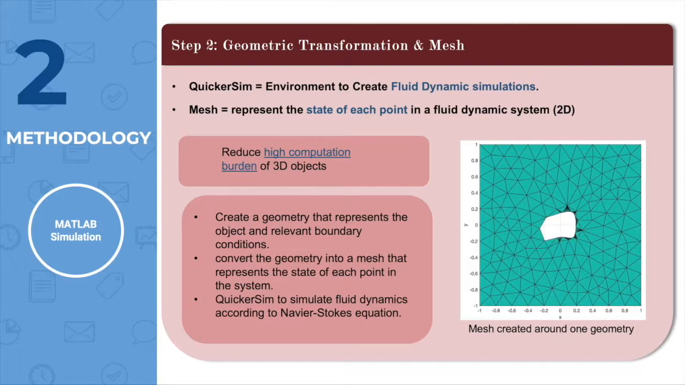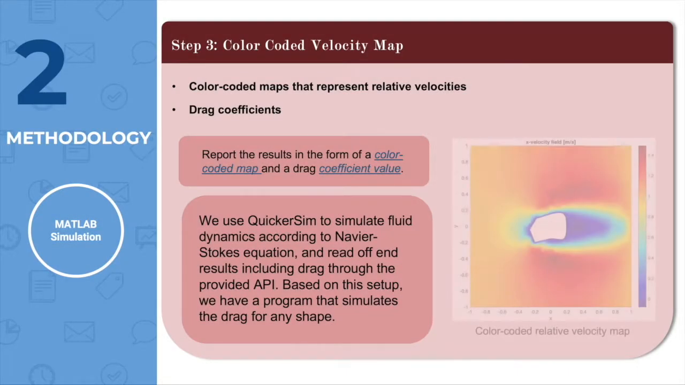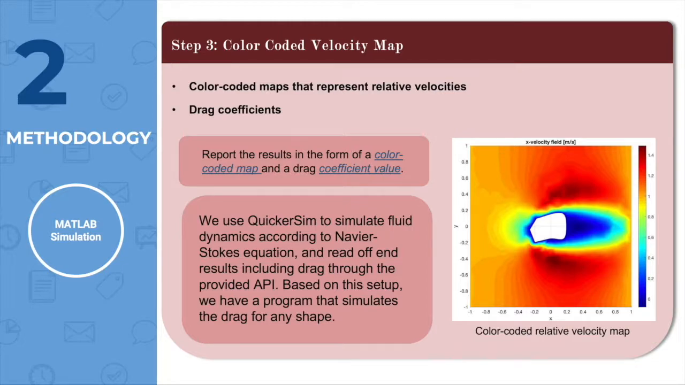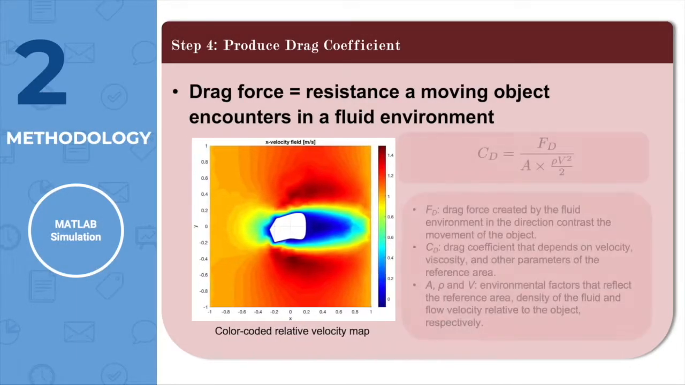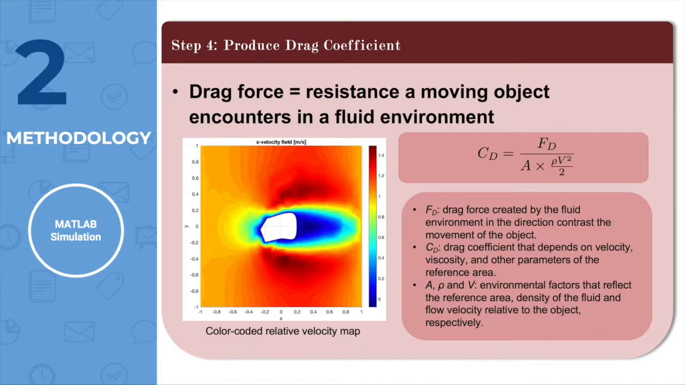At the same time, we convert the mesh condition map into a color-coded map that represents the relative velocity of each point. Those velocities are shown by the color bar on the right side of the graph, such that the relative velocity of the environment in contrast to the object is revealed. Finally, we apply this equation to calculate the drag coefficient of the object, given the information provided at the time of simulation. For this specific case, the drag coefficient is calculated to be 0.41408.